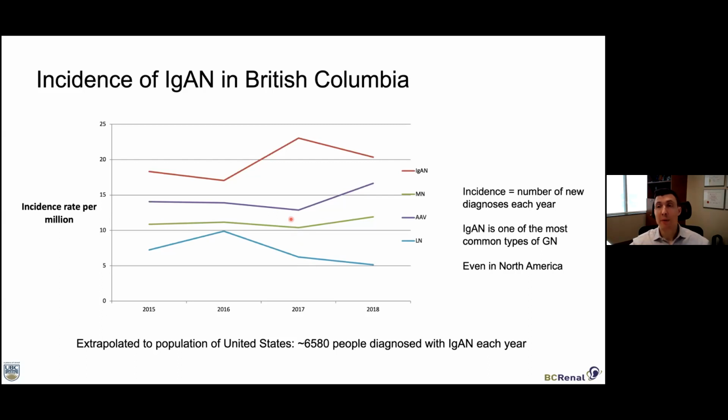Now, if you extrapolate this data from British Columbia to the United States, which may not be accurate because there might be very significant differences in the background population in BC compared to the US. Nonetheless, if you do that, roughly 7,000 people each year in the United States are newly diagnosed with IgA nephropathy.